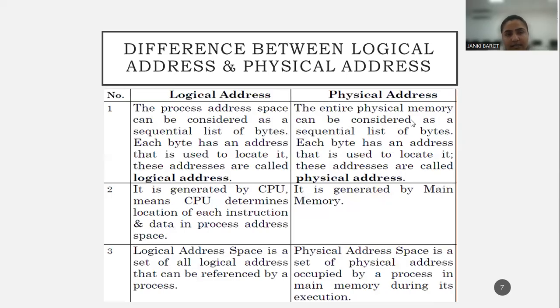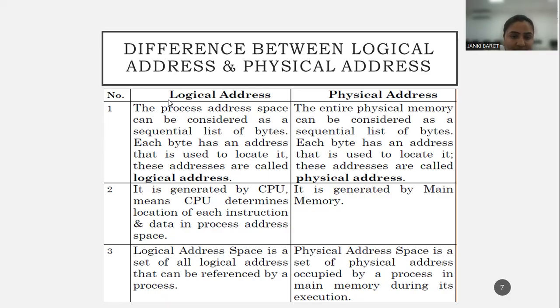Now, first of all, we'll see the difference between logical address and physical address. First we'll see what is a logical address and what is a physical address. We all know the process. The process has an address space and it can be considered as a sequential list of bytes, right? Each byte has an address that is used to locate where the process is, and this address is called the logical address. Similarly, the entire physical memory can be considered as a sequential list of bytes, and each byte has an address that is used to locate it, and this address is called the physical address.